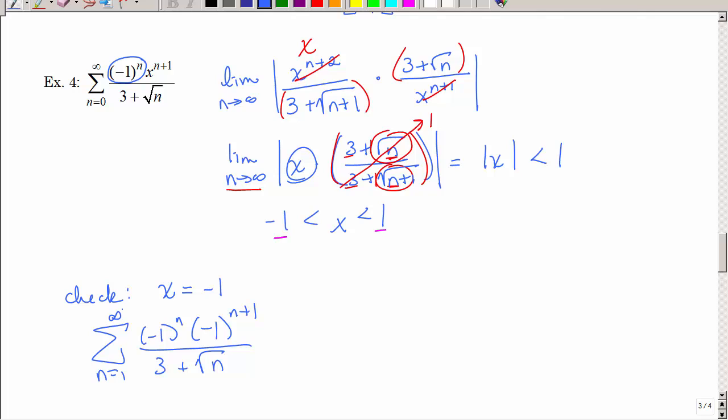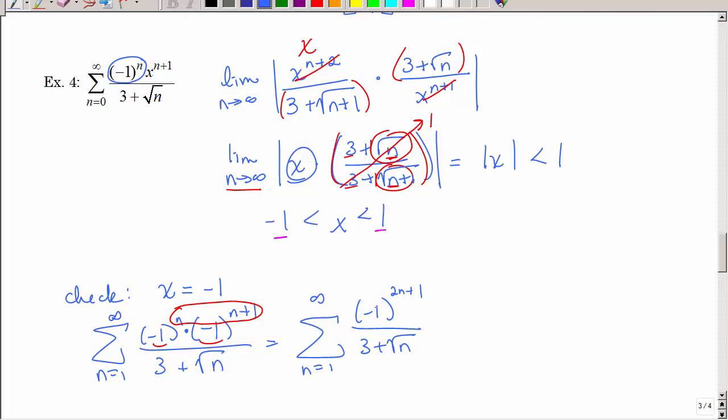And before you figure out what test you're going to do on that series now, you need to kind of clean it up. So what happens when I multiply? I have the same base. What can I do with those exponents? I can add them. So this is -1 to the 2n plus 1 over 3 plus the square root of n.